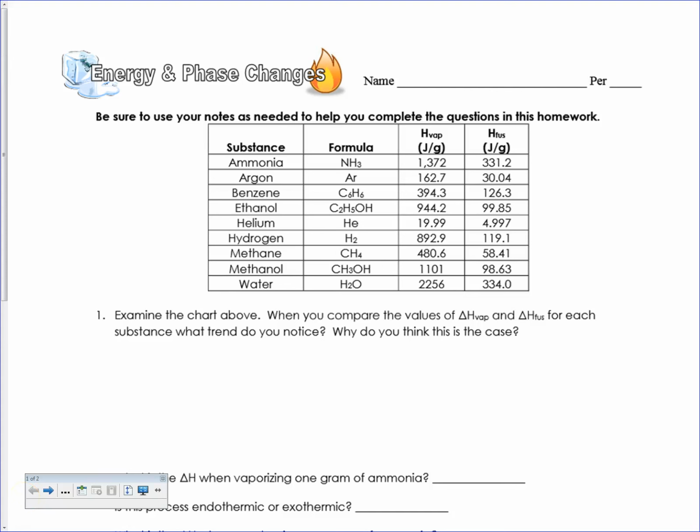Okay, this is the key for the energy and phase changes worksheet. Before I get started, there are a couple things that I want to mention. The first thing is, if you're looking up here at the heat of vaporization, you need to know that the heat of vaporization is talking about when we are boiling or condensing. Whereas the heat of fusion is if we are melting or freezing.